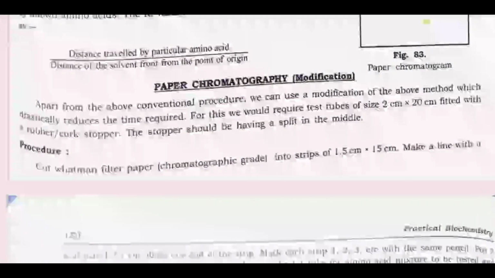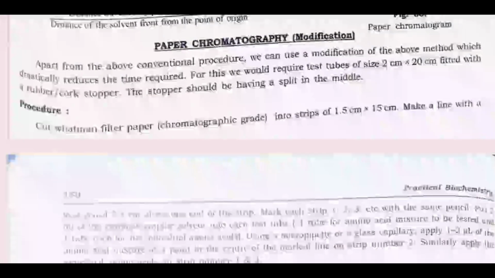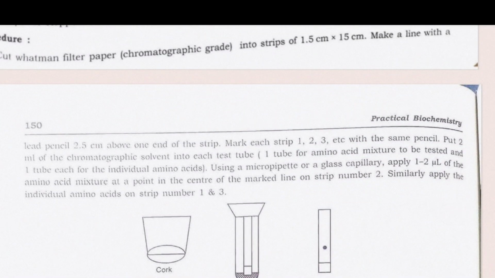Procedure: cut Whatman filter paper, chromatographic grade, into strips of 1.5 cm by 15 cm. Make a line with a lead pencil 2.5 cm above one end of the strip. Mark each strip 1, 2, 3, etc. with the same pencil. Put 2 ml of the chromatographic solvent into each test tube. One tube for the amino acid mixture to be tested and one tube each for the individual amino acids.